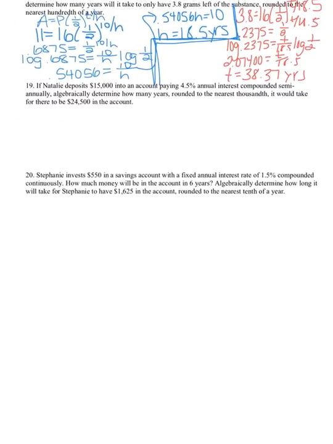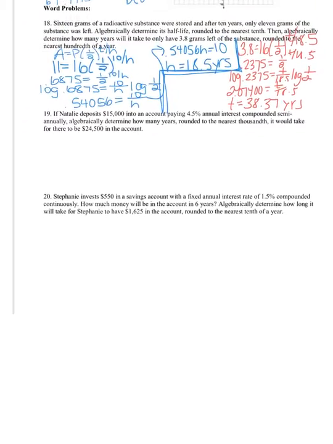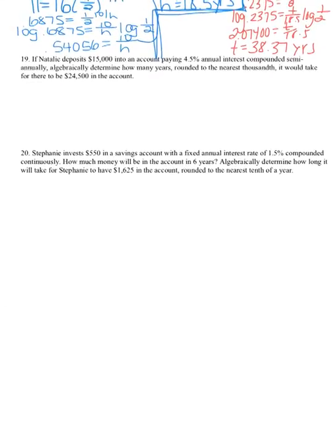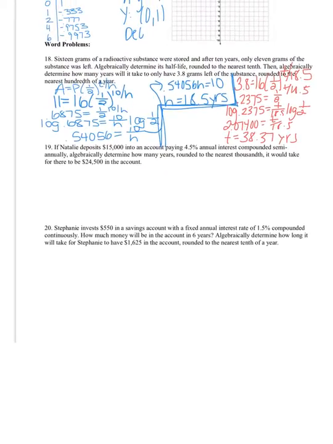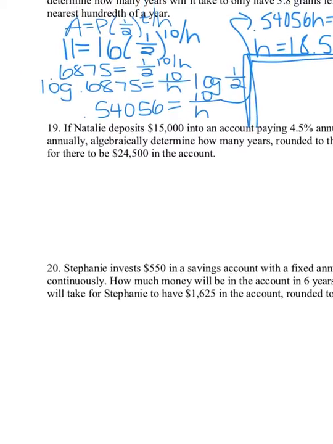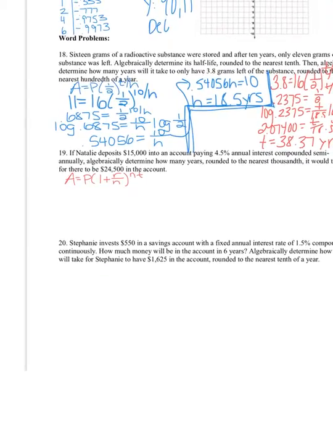For number 19, okay, that's it for half-life. For number 19, Natalie deposits $15,000 into an account paying 4.5% annually, compounded semi-annually. So this is the compound interest formula that you need to memorize. That is A equals P times 1 plus R over N raised to the N times T. The question is, I think it's only one, algebraically determine how many years, rounded to the nearest tenth.